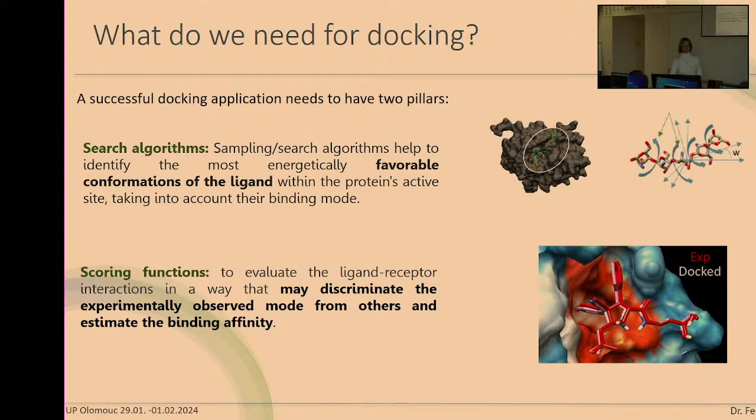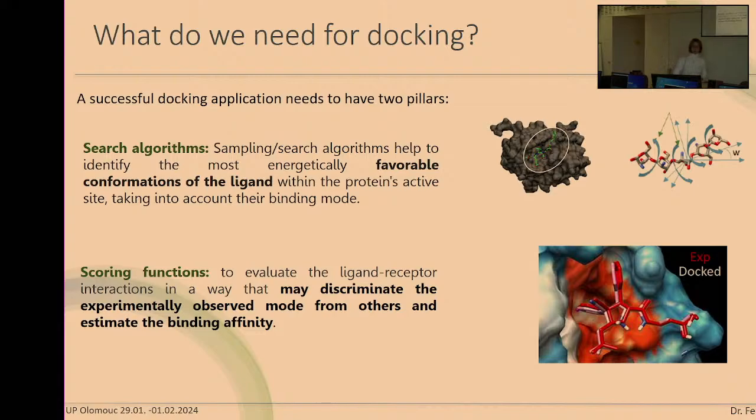So once we have these two ingredients, receptor and ligand, now we have to look at how we can treat the complex, and which kind of program we use to treat this problem and to have a complex. So docking basically needs two kinds of algorithms: search algorithms and scoring functions.